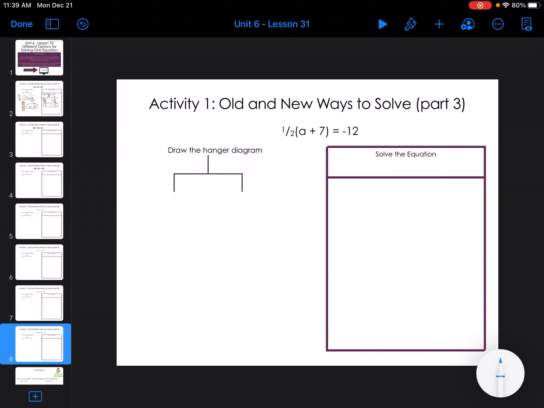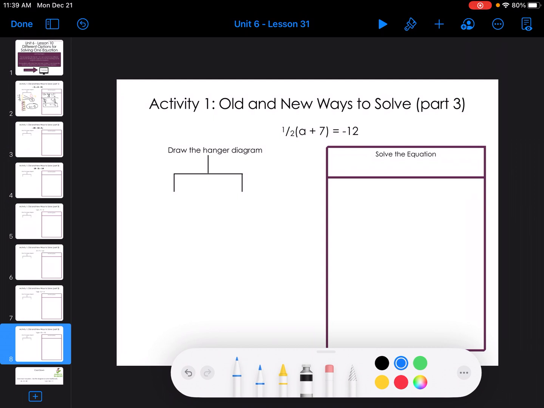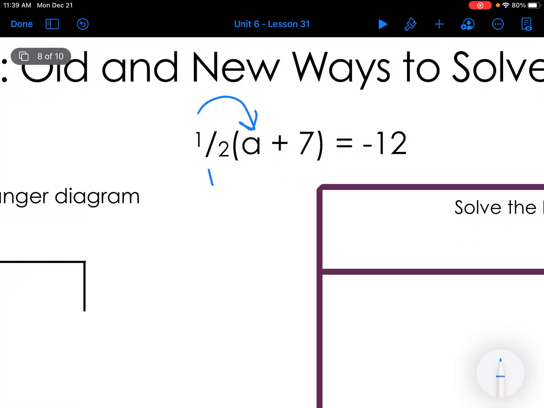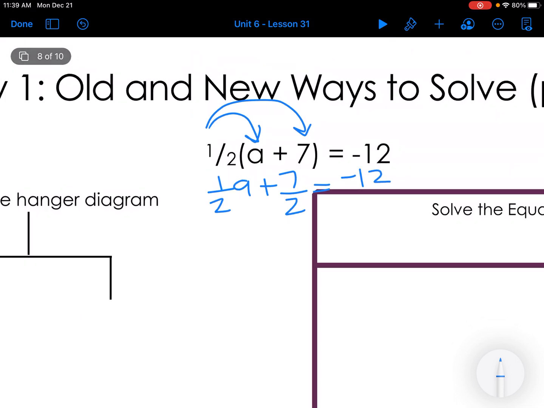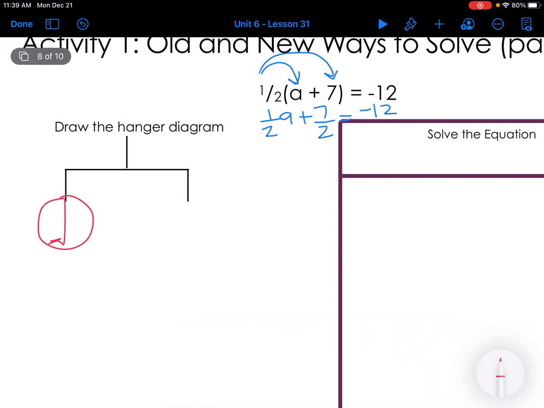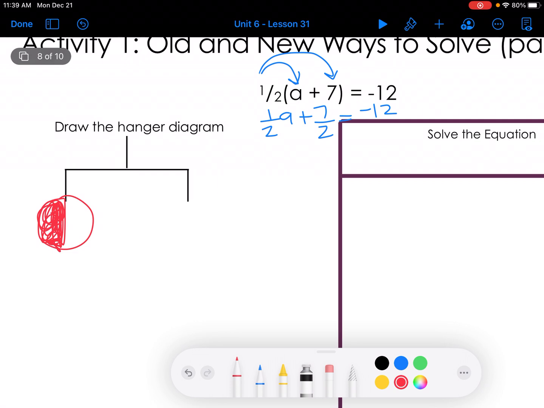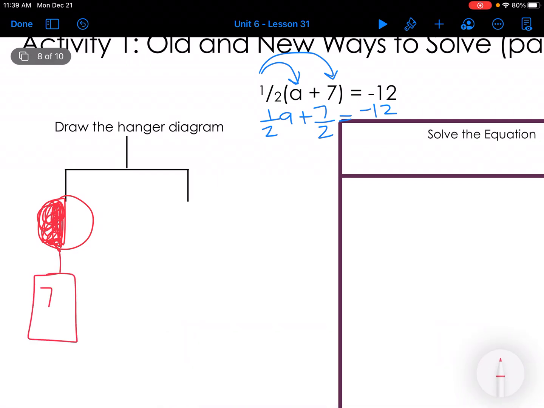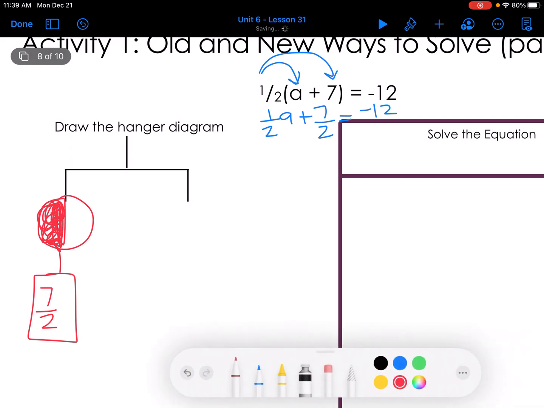So now I have 1/2 of A plus 7. We figured out it was better to distribute first than to go ahead and draw your diagram. So that's 1/2 A, and then 1/2 times 7 would be 7/2, is equal to negative 12. So let's draw that out. I have a half, right? And then I've got 7/2. I'm going to use red because it's positive. Then I have a negative 12.